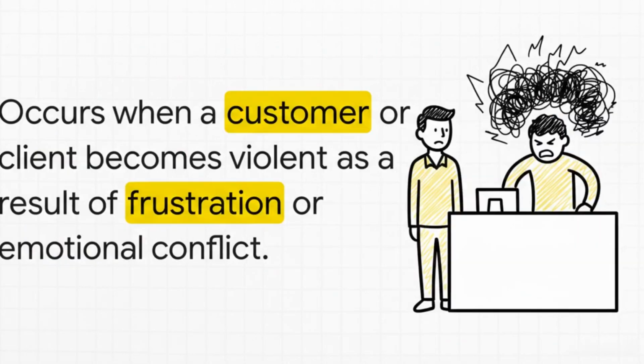Type 2 is different. This is when the violence comes from the very people the business is there to serve, the customers, clients, or patients. It usually blows up from frustration or a conflict over the service being delivered. This is a huge risk in places like hospitals, retail stores, or anywhere serving the public.